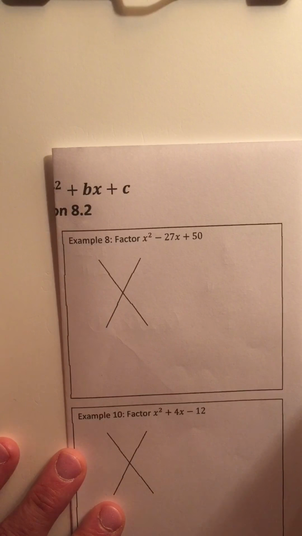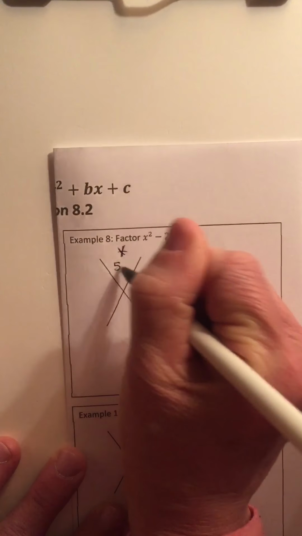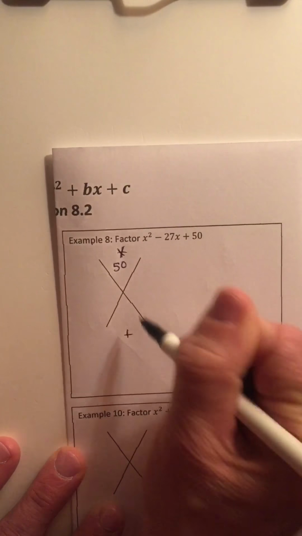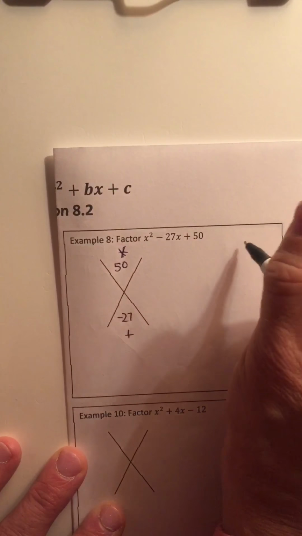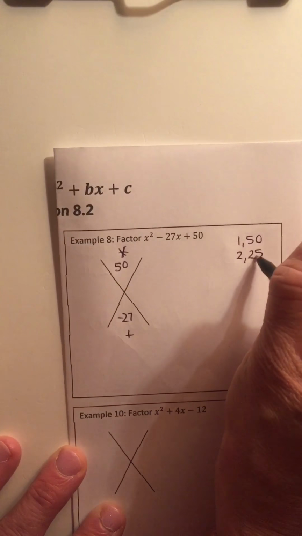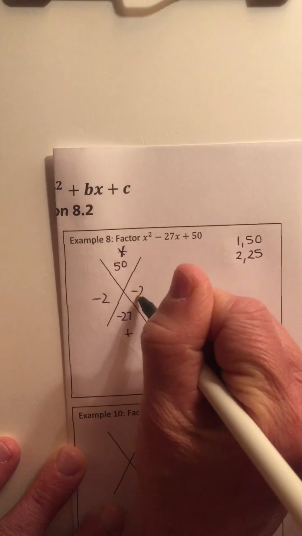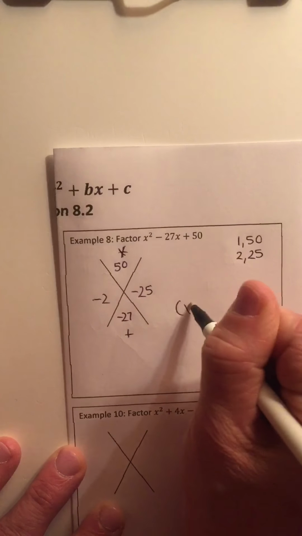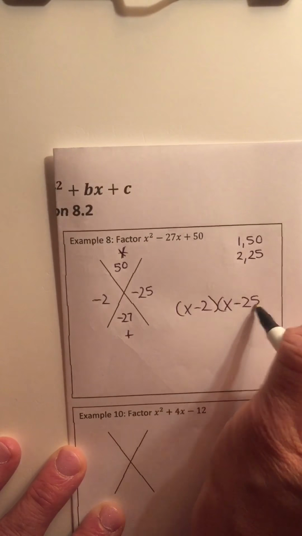Example 8. What multiplies to 50 and adds to negative 27? Factors of 50 are 1 and 50, 2 and 25. Right there, we're there already, a negative 2, negative 25. So it's x minus 2 times x minus 25.